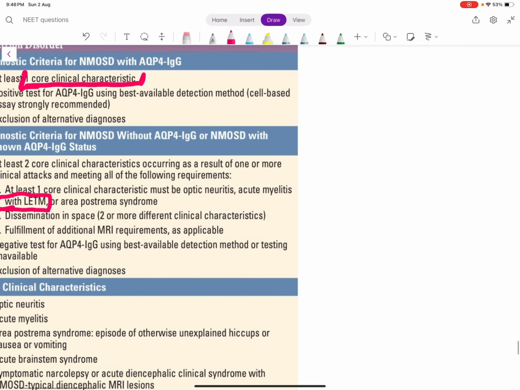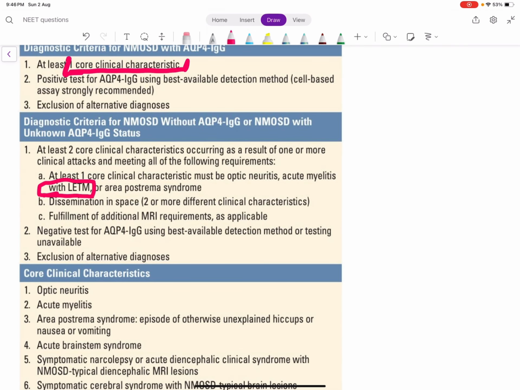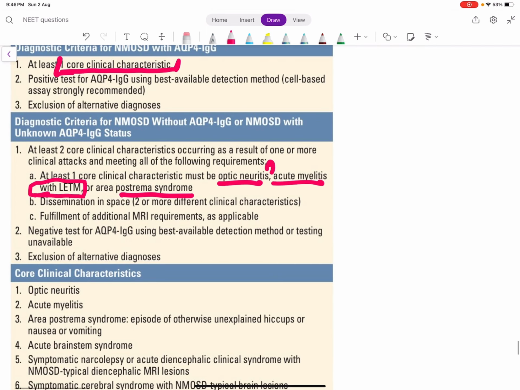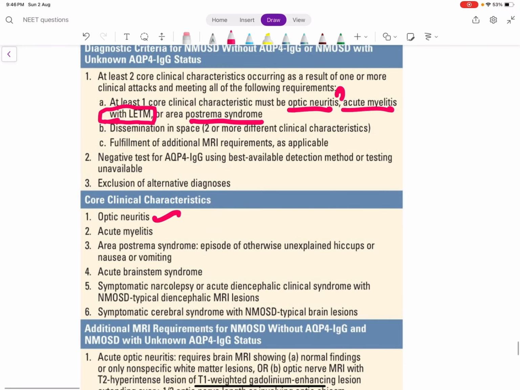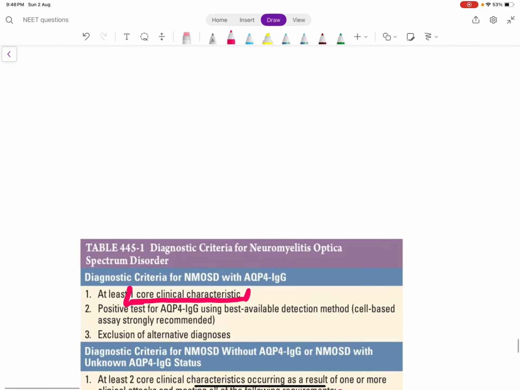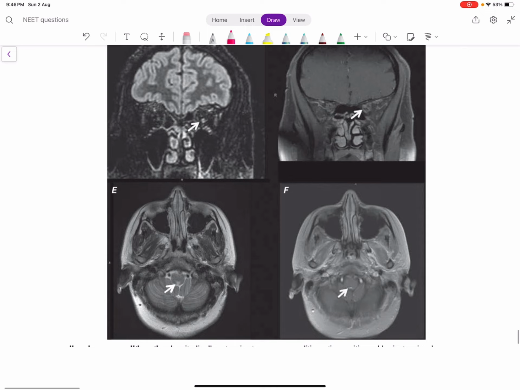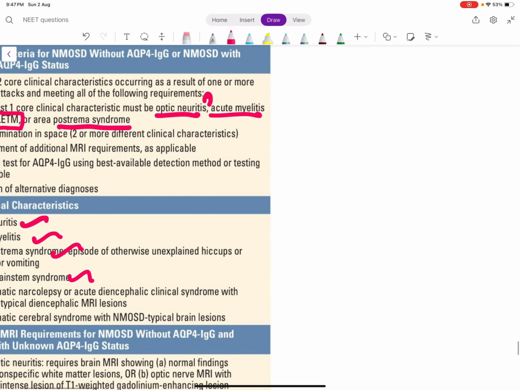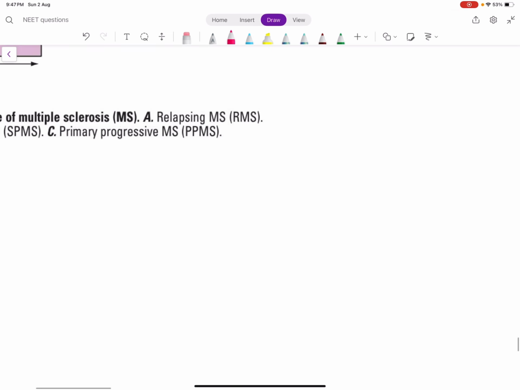Plus there should be involvement of the area postrema, or there should be optic neuritis or acute myelitis. These 4 are the typical places where neuromyelitis optica occurs. So even if you don't remember this, remember optic neuritis, myelitis, area postrema or brainstem, right? Brainstem is very typical for neuromyelitis optica. See, this is brainstem involvement. Even if you don't remember this one, dissemination in space and dissemination in time should occur in multiple sclerosis, whereas dissemination in space with no dissemination in time is neuromyelitis optica.